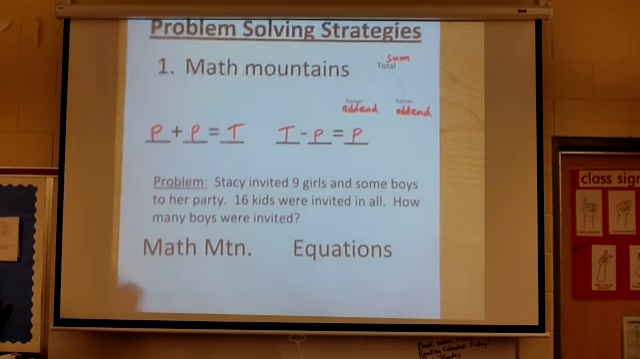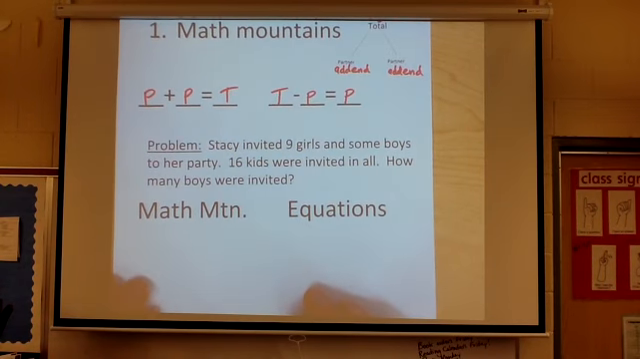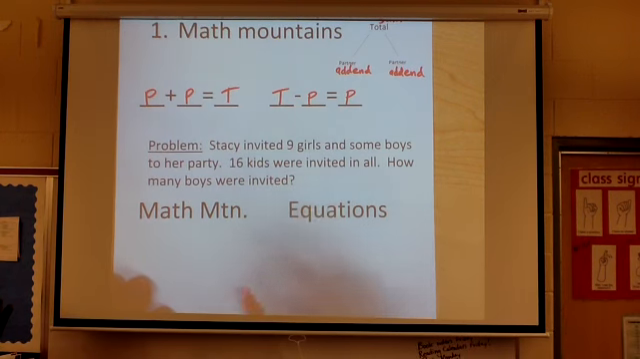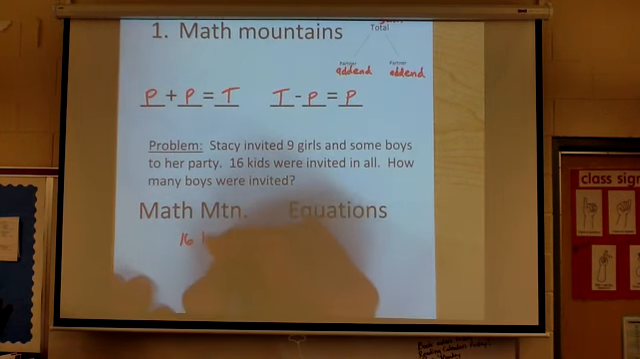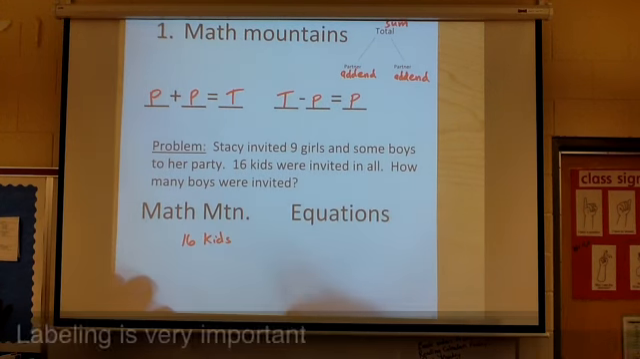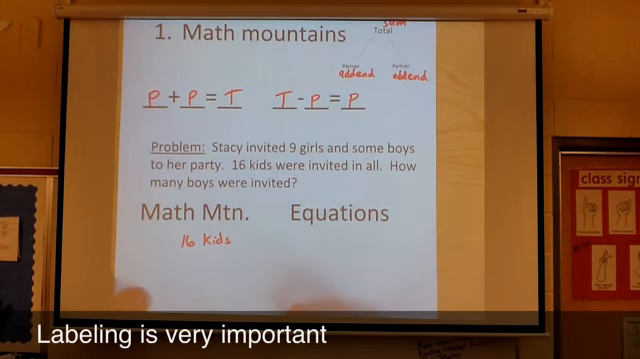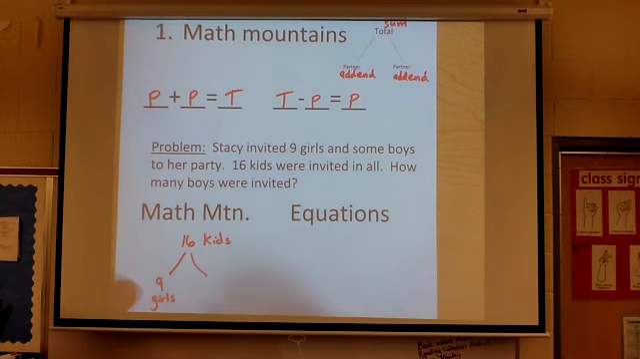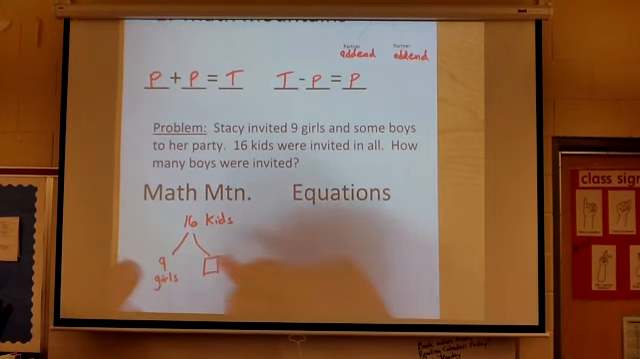So if you use this strategy in this problem here, Stacy invited 9 girls and some boys to her party. We don't know how many boys, but we do know that 16 kids were invited in all. So I'm going to put 16. I'm also going to label my Math Mountain as I go. I'm going to put 16 on top because it says that's how many there were in all. I'm going to put 9 and I'm going to put girls underneath so that I know those are my girls. What I don't know is the boys. I'm going to indicate that with a box. Again, I'm going to label that so I can keep track.